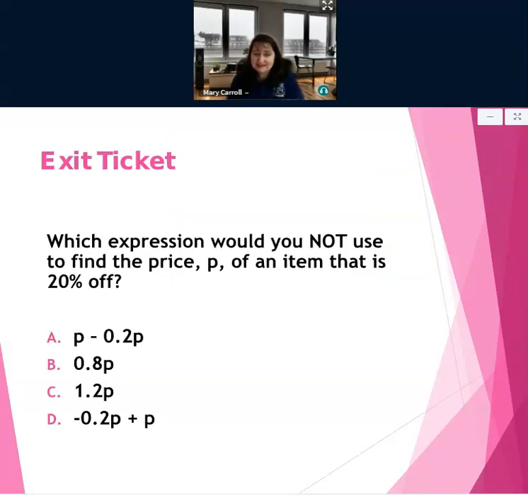All right, your exit ticket. Which expression would we not use to find the price of an item that is 20% off? Pause the video and see if you can get this. Number C would be your answer because that is an increase of 20%.